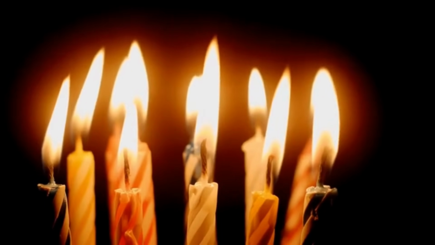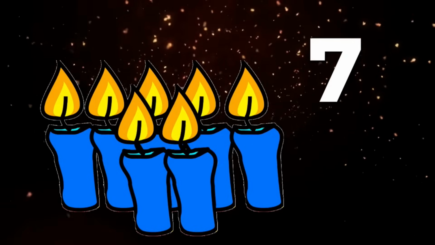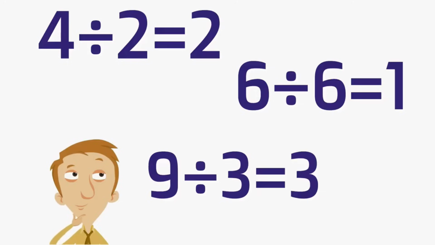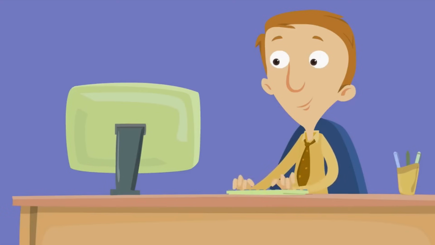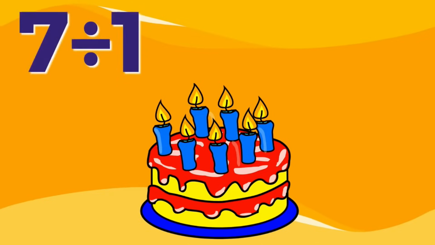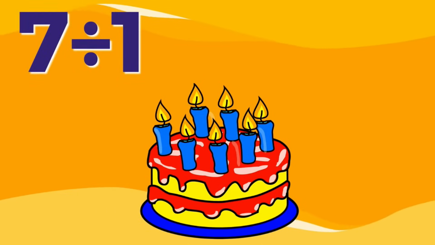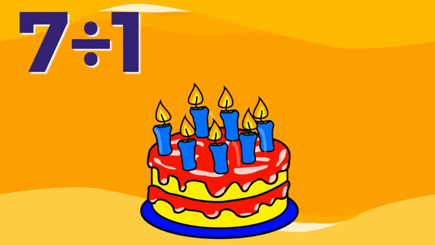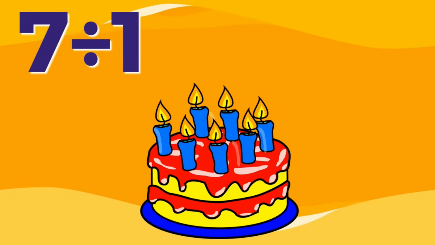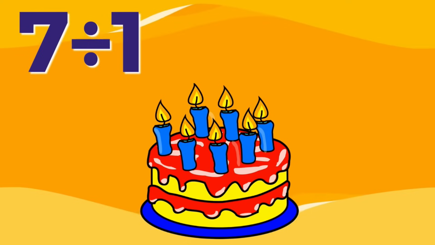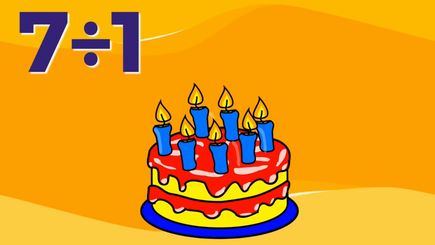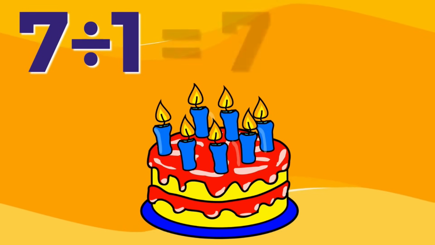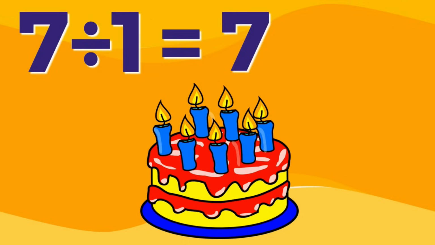We're going to be dealing with more than 1 candle, though. In fact, imagine we have 7 candles. 7 of them. Now, in the other division examples, we divided a number into multiple groups. But in this example, we are only going to divide 7 by 1, because all of the candles are going on the same cake. 7 divided by 1. And the answer is super simple. How many candles does each group have? Well, there's just 1 group, and all 7 candles are on it. So the answer is 7. Yes, 7 divided by 1 equals 7.